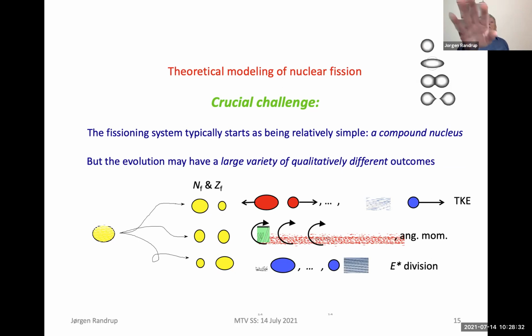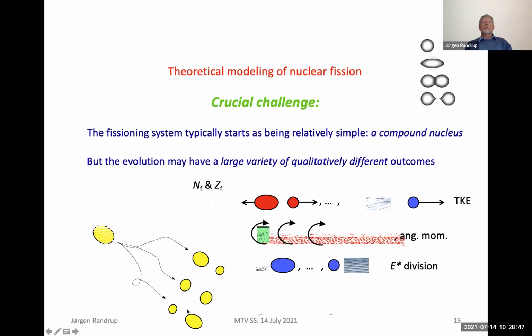Anyway, this is just illustrative, that there are many different things that can happen. You get different velocities of the fragments, you get different angular momenta, you get different excitation energies, and not only in one direction, you could go in another direction. So the whole point of this is to say that you have one initial nucleus, so to speak, but you can get so many different kinds of outcomes that you can't do it in a normal deterministic way.